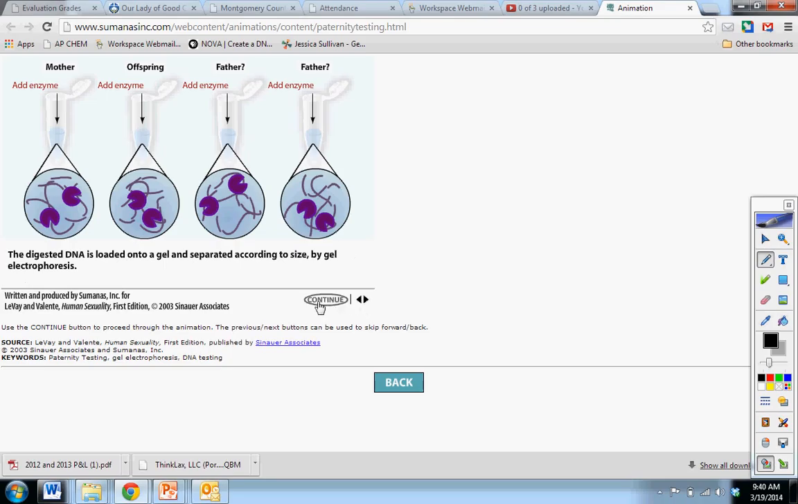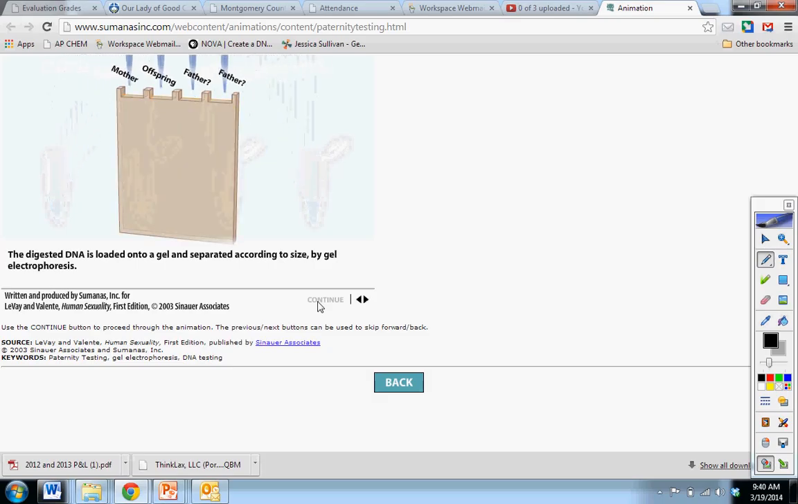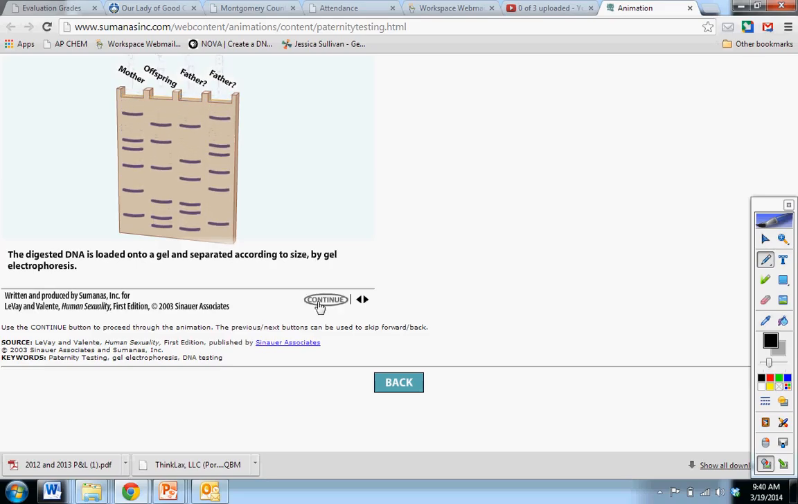All right, the DNA is loaded. We're going to load this on here. It's loaded on a gel according to size. It's separated according to size by gel electrophoresis. There you go.